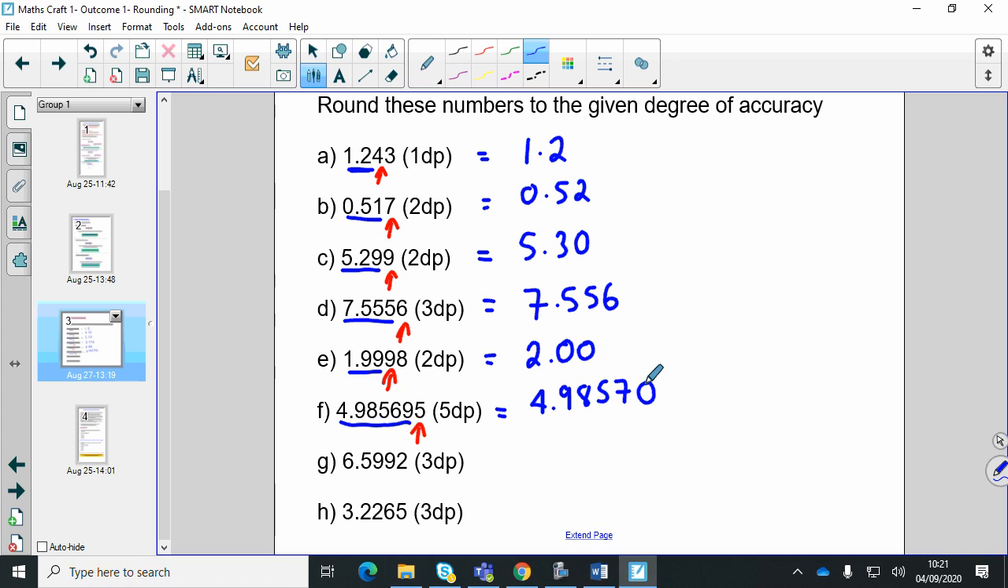Question G, 3 decimal places. So we've got 6.599, that's our 3 decimal places to start with, and we check the one after. Is that 5 or bigger? No, so it's going to now just stay the same. So it's going to stay as 6.599.